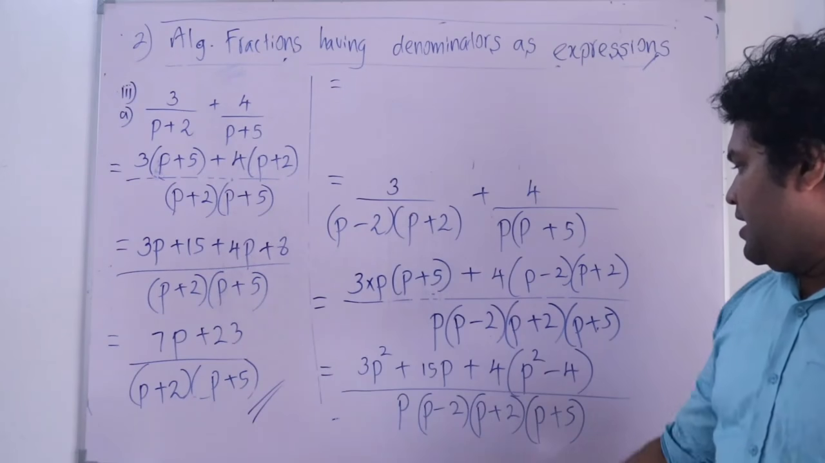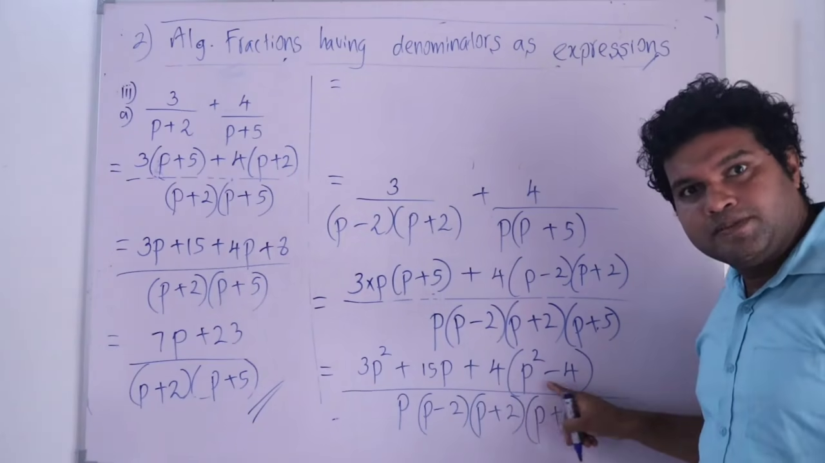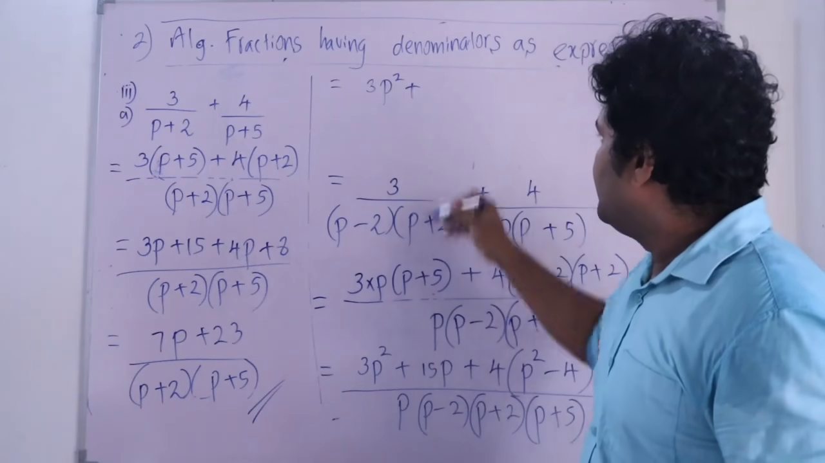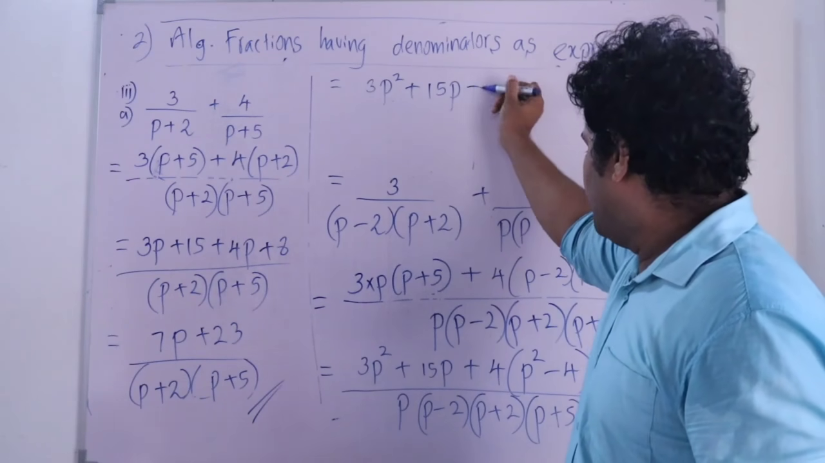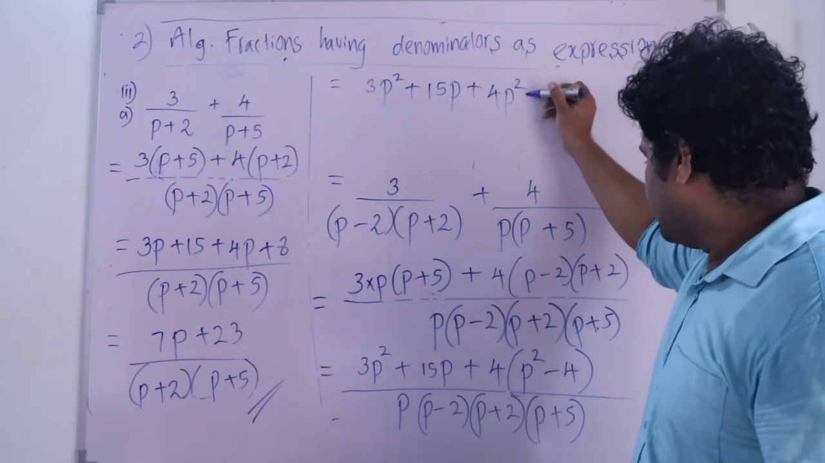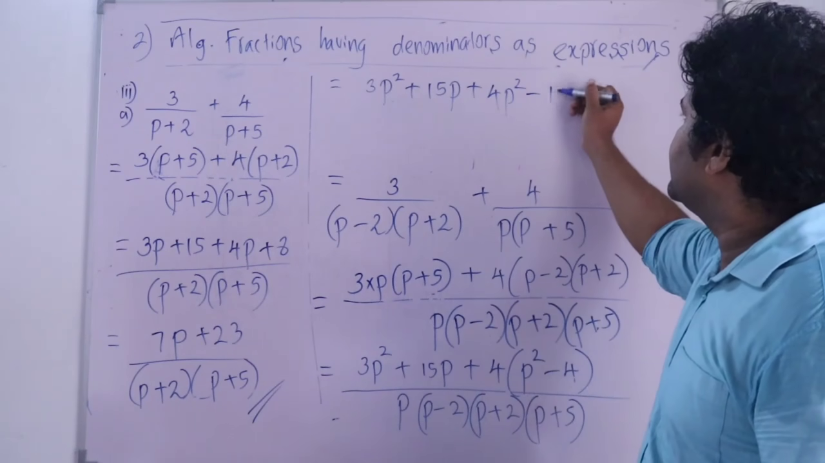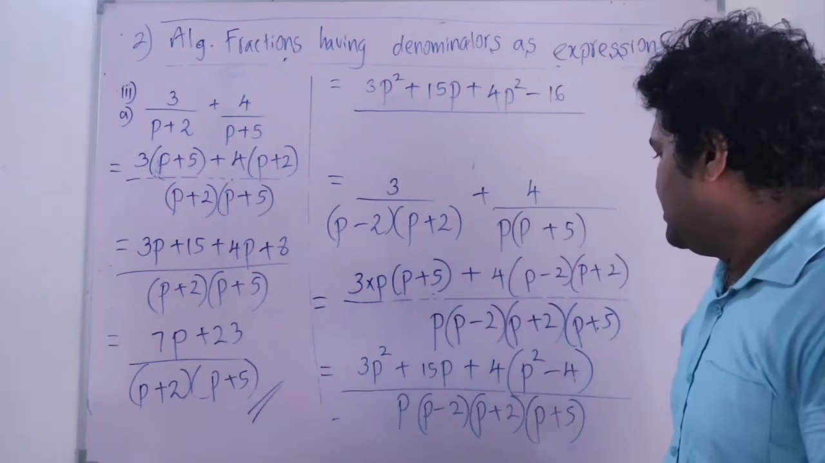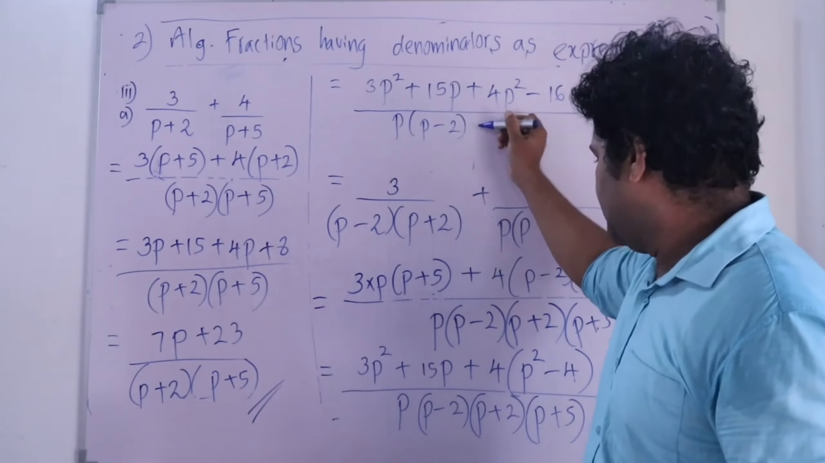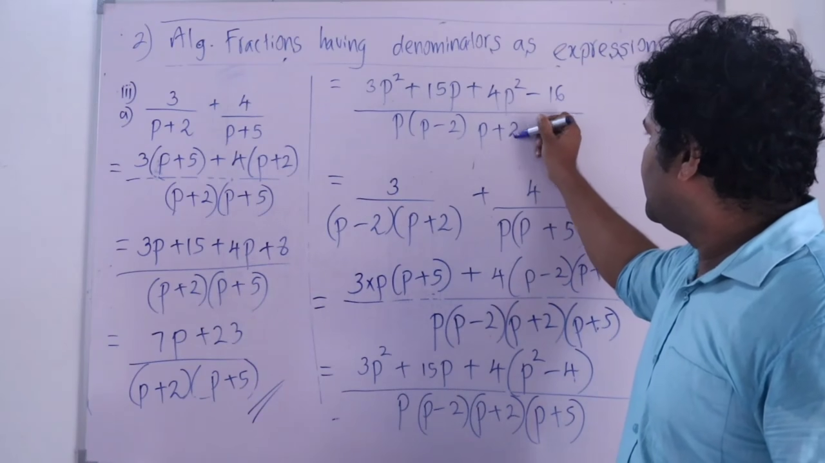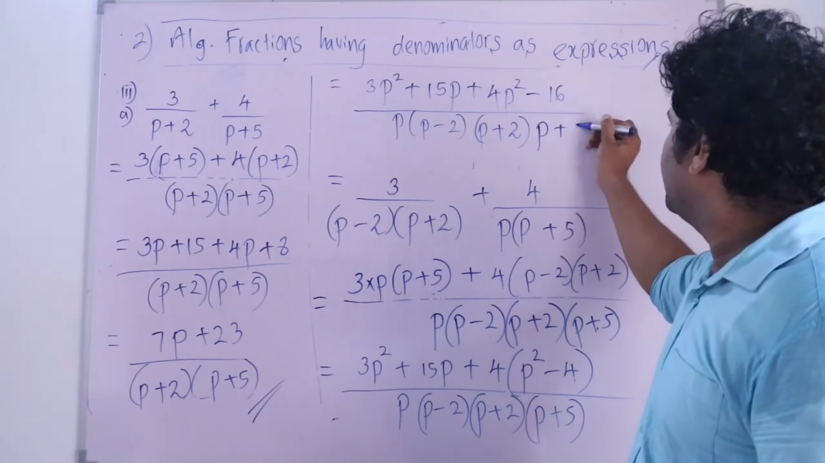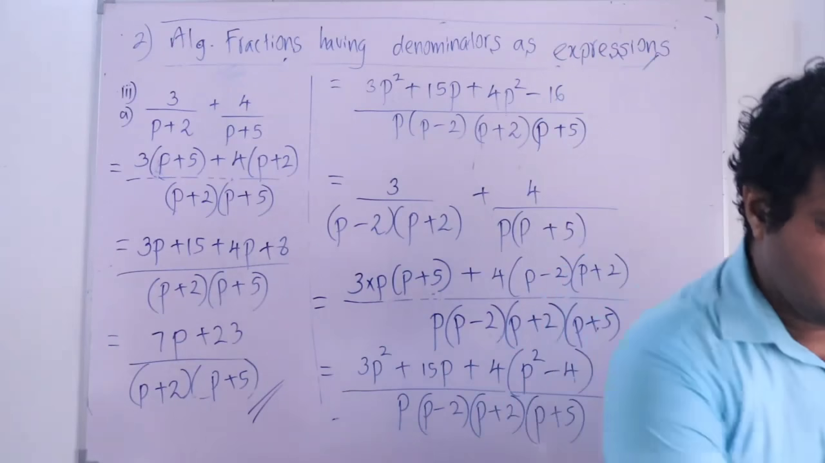Right, now tell me. Before we go to simplify, we have to remove this bracket. Therefore, 3p square plus 15p plus 10. 4 times p square, 4p square minus 4 times 4, 16. And the denominator you have p minus 2, p plus 2, and p plus 5. Okay.